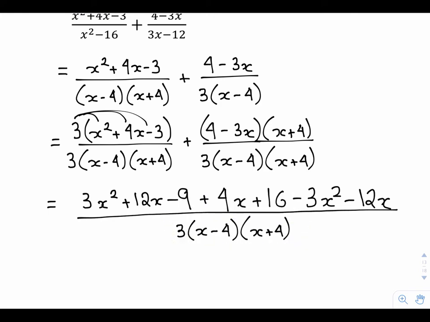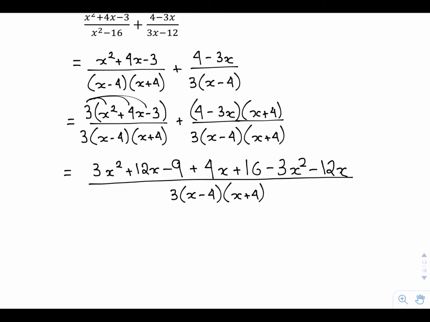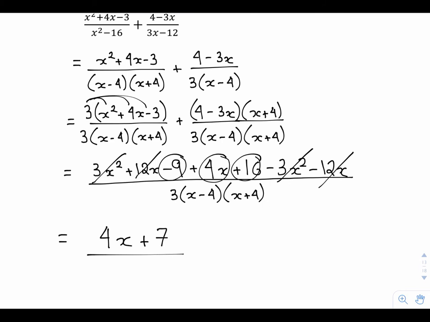Nothing changes. Now it's time to collect like terms. Let's see what we can do. So 3x squared and 3x squared cancels out. The 12x and the negative 12x cancel out. I'm left with 4x, and then -9 plus 16 yields positive 7. And that's all over the same denominator.